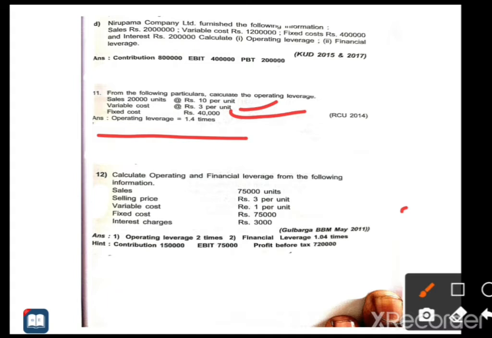But most important is that in this problem, sales is not directly available. So first you have to identify the sales. How? Number of units into selling price per unit, then we get sales. In the same way, variable cost is not directly available. So number of units into variable cost per unit, subtract it, and we get the contribution. From that contribution, we have to minus fixed cost.